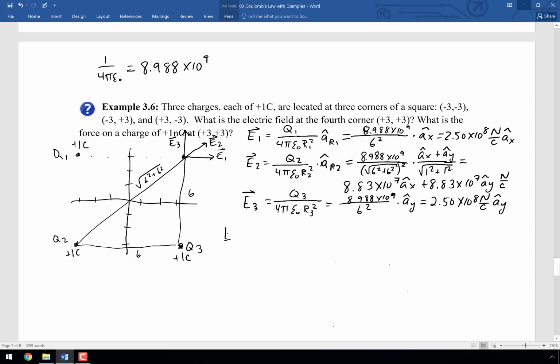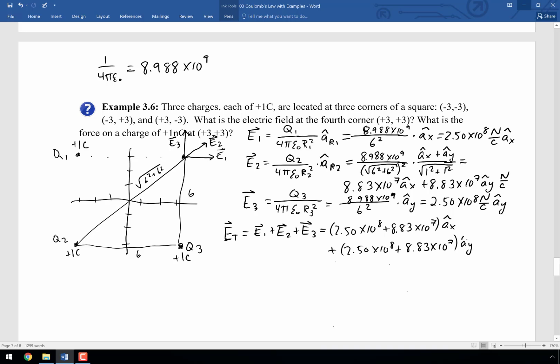And so then the total electric field, E sub t, is E sub 1 plus E sub 2 plus E sub 3. And that means that it is 2.50 times 10 to the 8th plus 8.83 times 10 to the 7th in the a sub x direction, plus the same thing, 2.50 times 10 to the 8th plus 8.83 times 10 to the 7th, and this one in the a sub y direction.